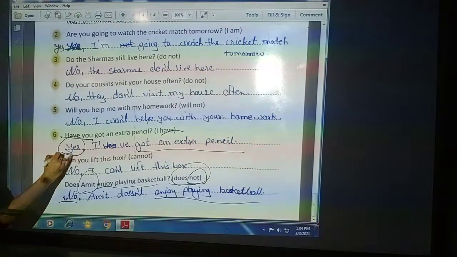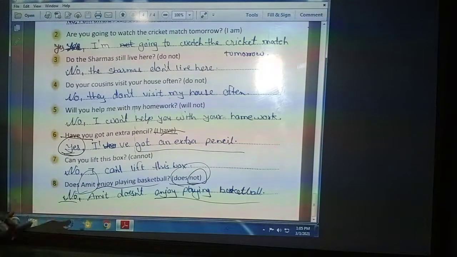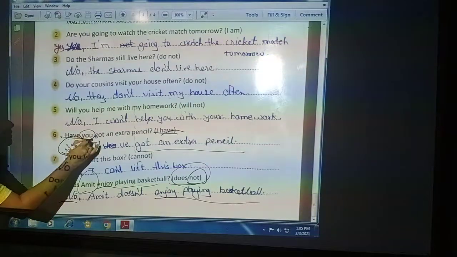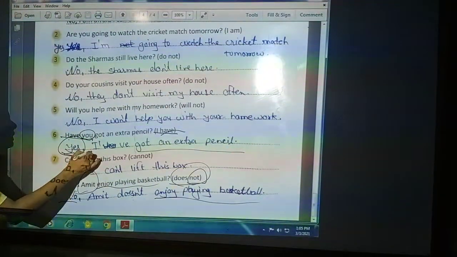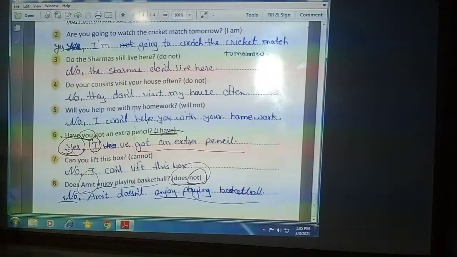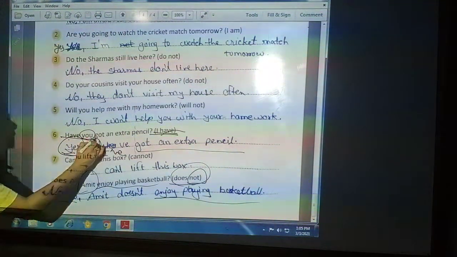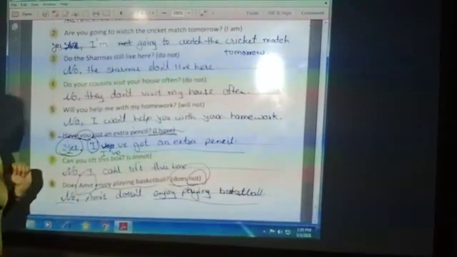In that, first you will write yes, as not is not given, that means the answer will be positive. For a positive answer, you will write yes. Then you is asked. So in the answer you will write I. I have, we have to make the short form of I have, it will be written as I've. And then the rest of the sentence will be written as it is.